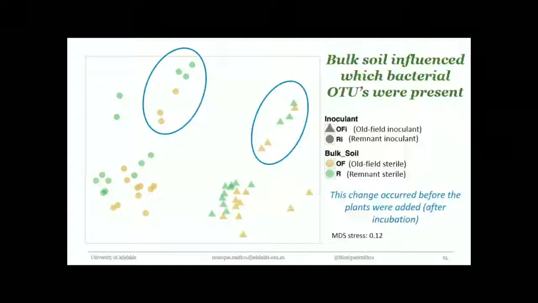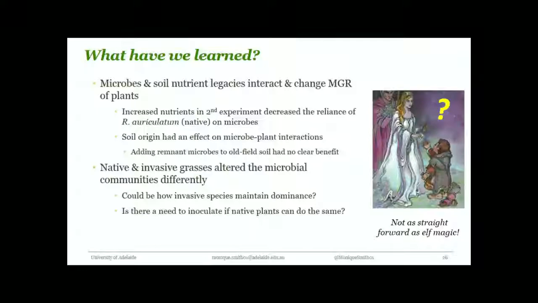So what have we learnt? Soil microbes and soil nutrient legacies interact, and they change the microbial growth response of the plants. By increasing the nutrients in the second experiment, this reduced the reliance on microbes for the native species. The soil origin had an effect on the microbe-plant interactions, so adding microbes to their soil of origin increased the growth of the plants. But also, adding remnant microbes to the old field soil had no clear benefit, so not the answer for restoration, maybe.